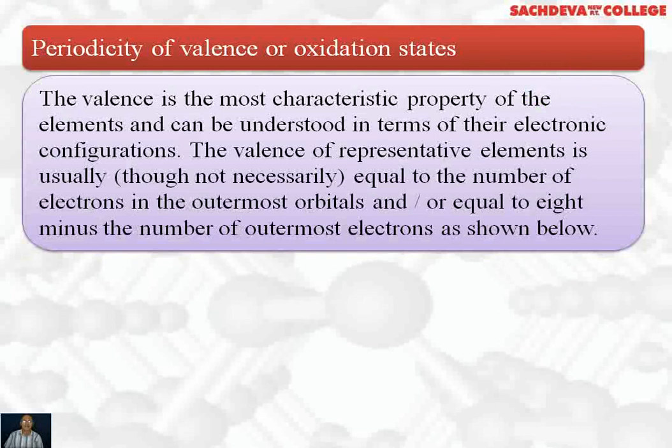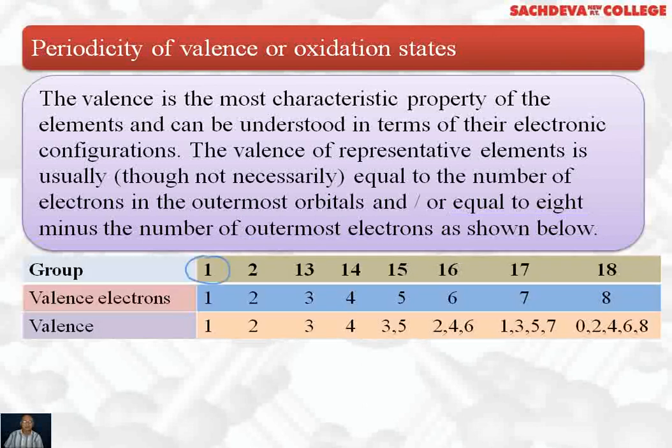Valence is one of the most characteristic properties of the elements and can be understood in terms of their electronic configuration. The valence of representative elements, that is s-block and p-block elements, is usually, although not necessarily, equal to the number of electrons in their outermost orbitals, or equal to 8 minus the number of outermost electrons, as shown below. In group 1, valence electrons are 1, valency is 1.